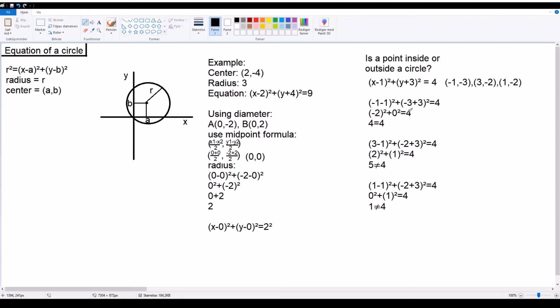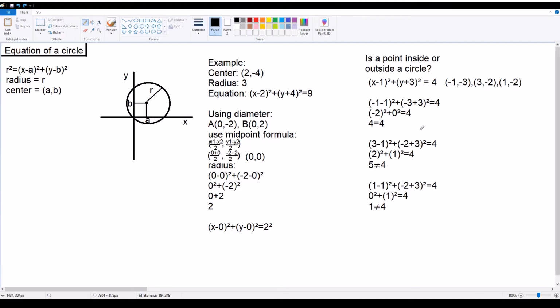One interesting thing you can use this formula for is to determine if a point is inside or outside the circle. For example, here you can tell that this point, which is (-1, -3), is on the circle, because when you plug the coordinates into our formula, it equals 4 on both sides, meaning that it's on the circle.